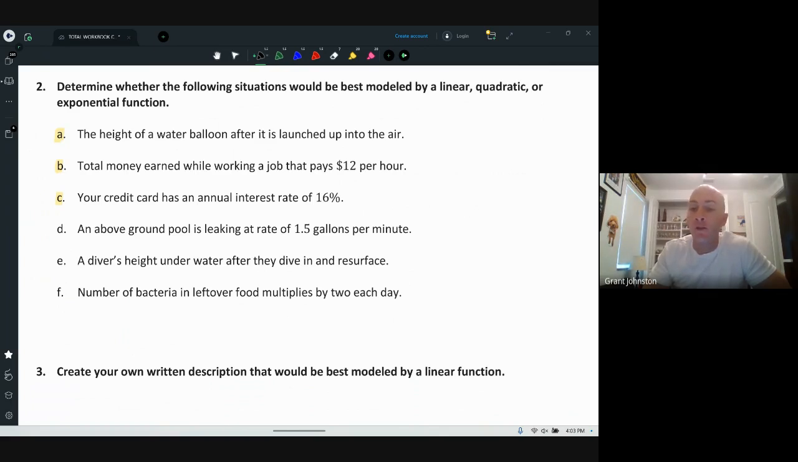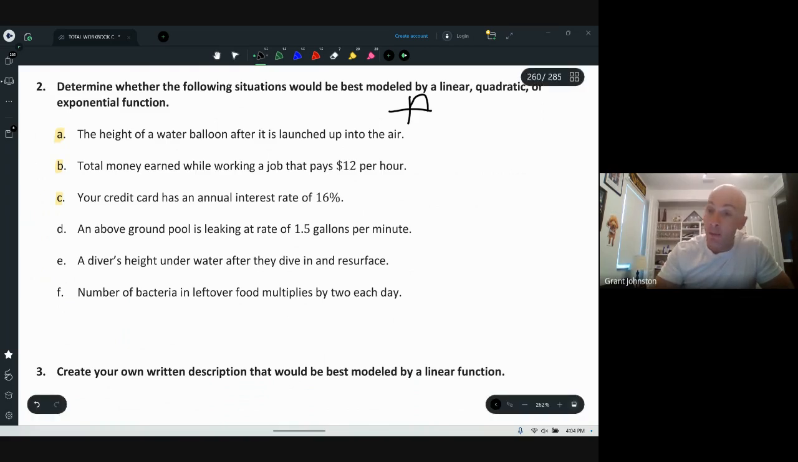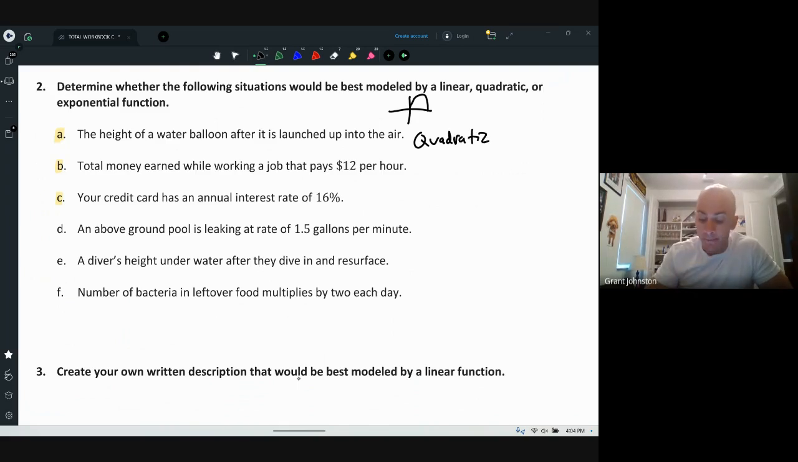When I read these descriptions, I often like to think of it visually, as if I were to graph it. A says the height of a water balloon after it's launched up into the air. You don't need to draw this, but if I put it on a graph, after I launch a water balloon up, it's going to come back down. It's going to form a U shape, right? That's going to be a parabola, which would mean that the answer to this one is quadratic. That would be for A.